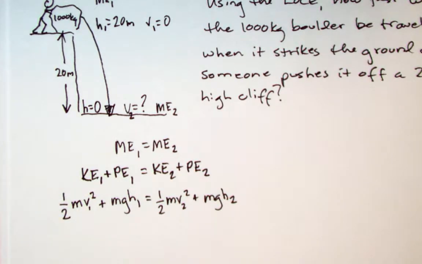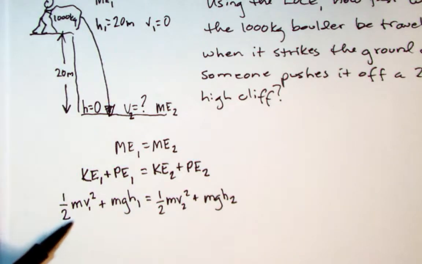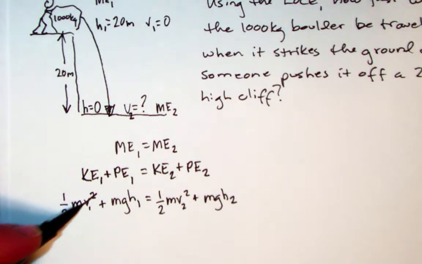I don't want to do all that work. But here's the nice thing. A lot of times, some of those terms just cancel out. So take a look here. Our initial velocity is 0. Which means that our initial kinetic energy must also be 0, because if that's 0, the whole term goes away. So I'm going to cross that off.